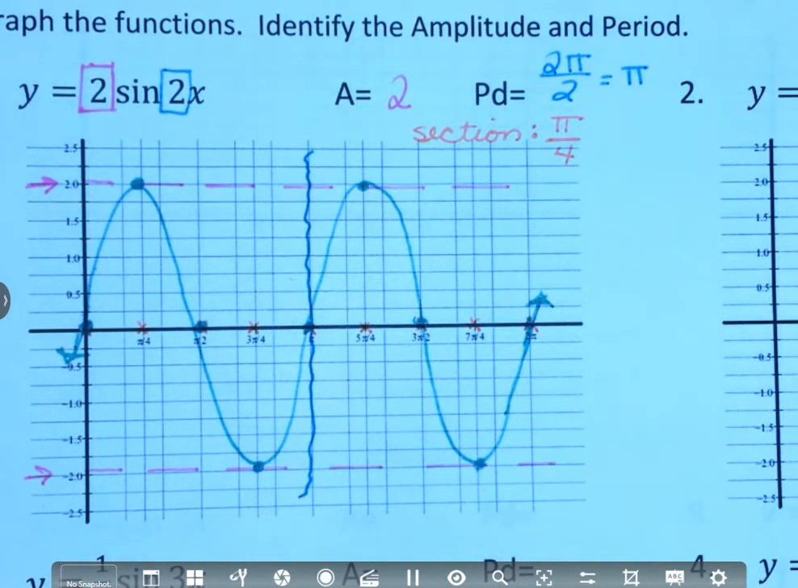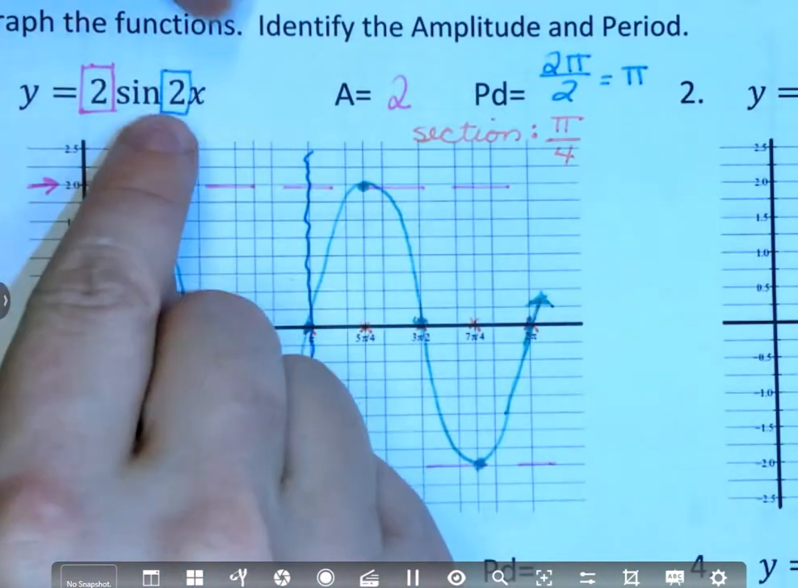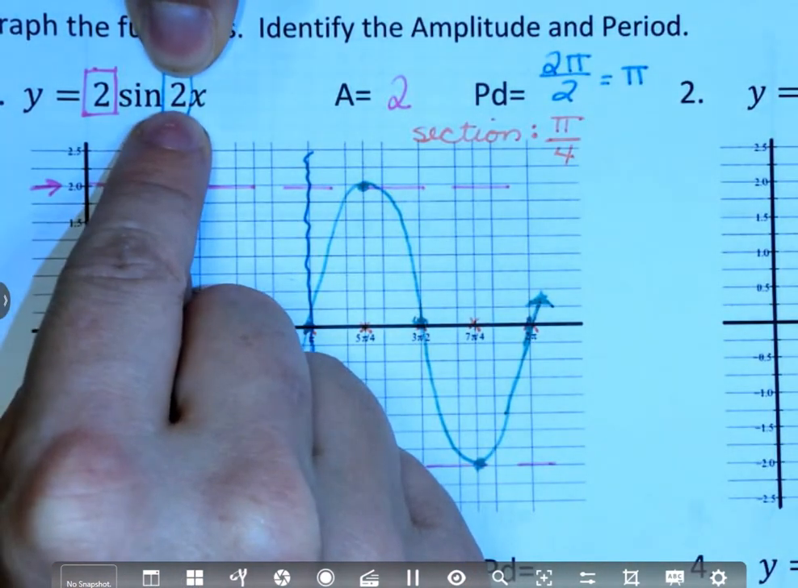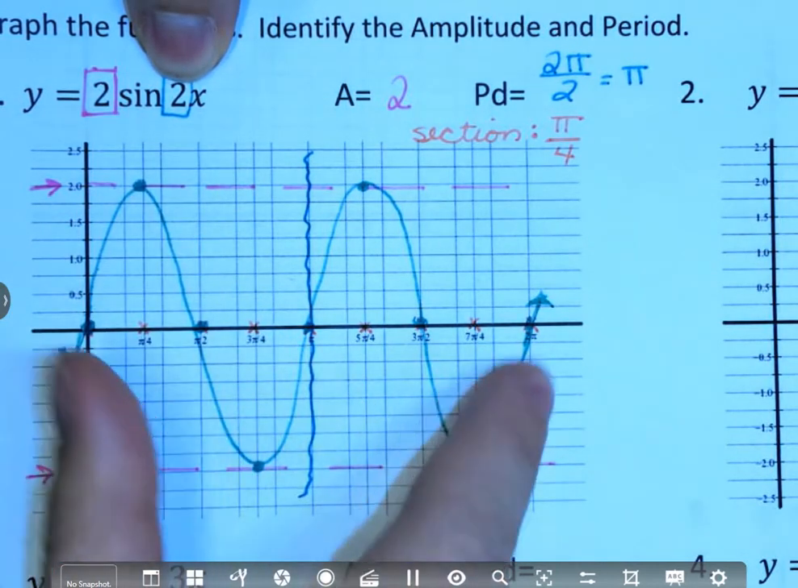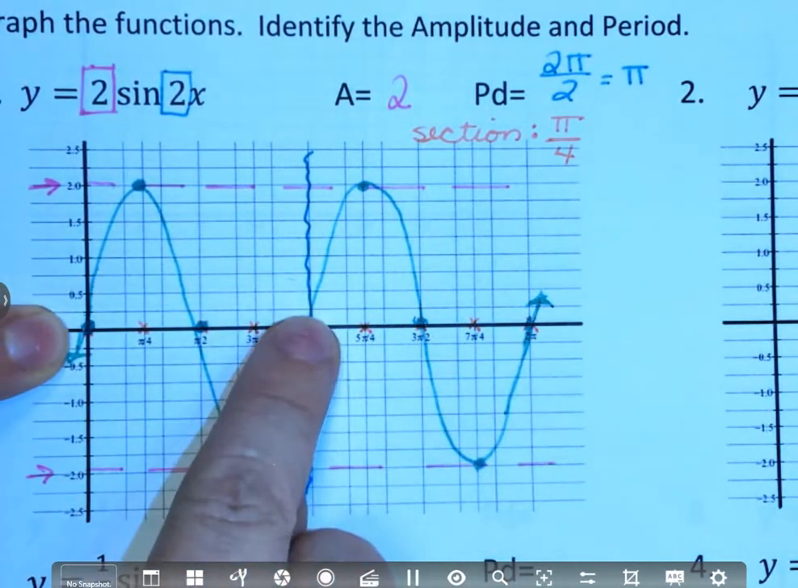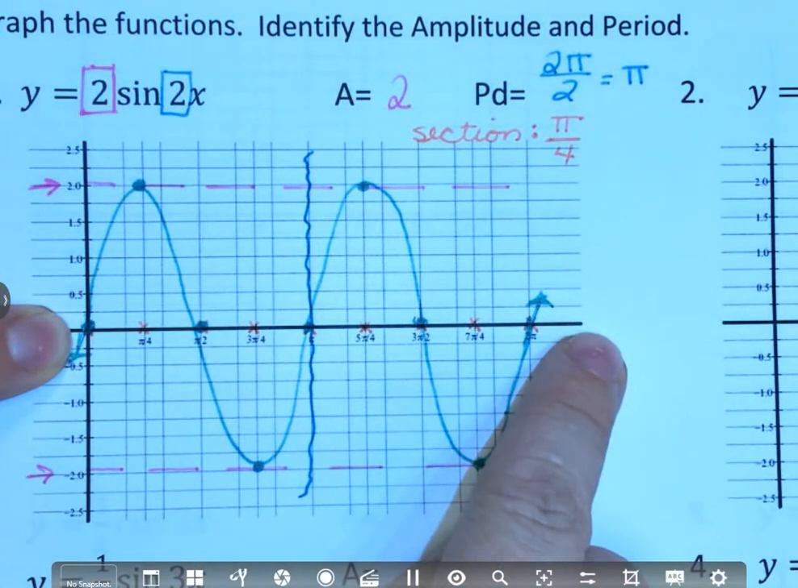And I want you guys to see something. You see how this number here is 2? Inside my B is 2? That's how many periods I should see in this window. 1, 2 periods. So it's a nice way to check, am I doing this right? So far, so good?